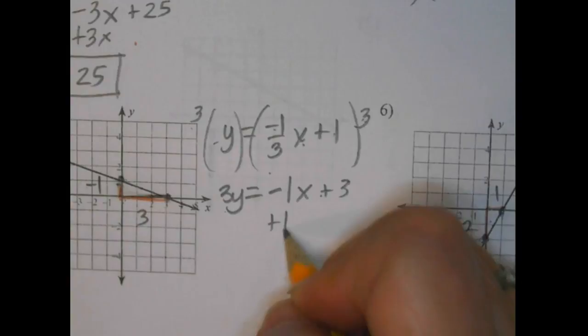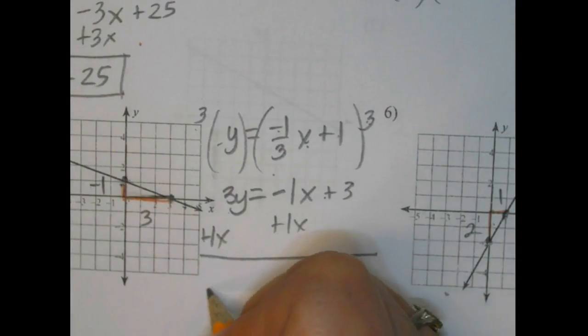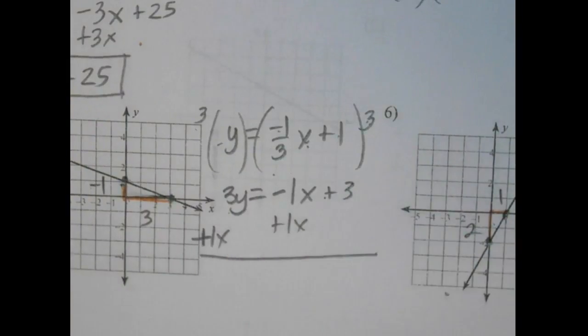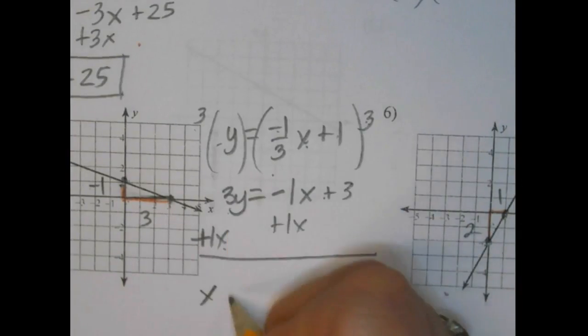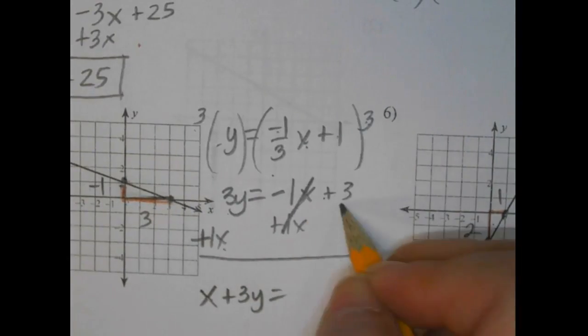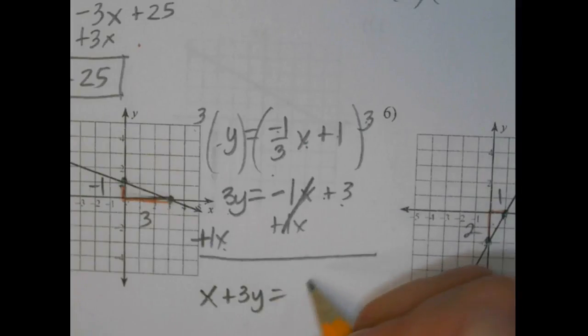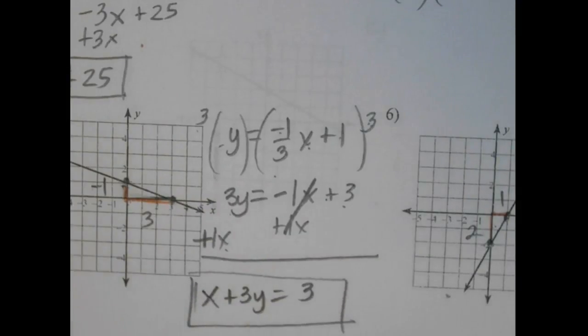So plus 1x on both sides. What's that going to give me? So that's going to give me a positive 1x, or just x, plus 3y. This is going to eliminate. What am I left with on this side? 3. That's my standard form. I could put a 1 here, but I don't have to. If you do, I'm not going to mark it wrong. Or Mr. G won't mark it wrong. But if you don't, it's still right.